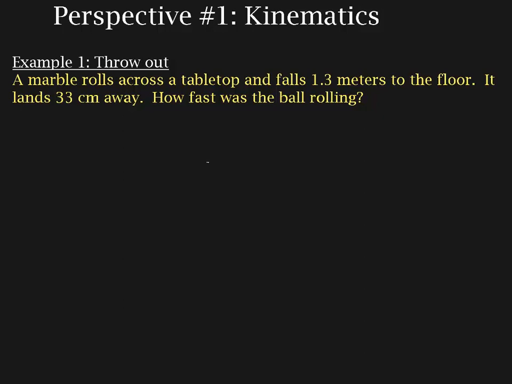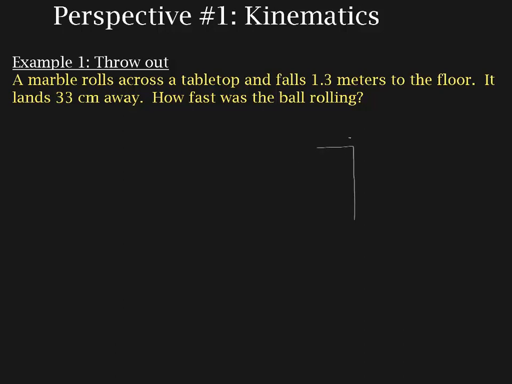In this problem, we're going to take a look at a basic type of projectile motion problem. Here we have a marble that was set onto a table, and it just happens to roll off the table onto the floor. The marble lands 33 centimeters away. So how fast was the marble rolling when it fell on the floor?